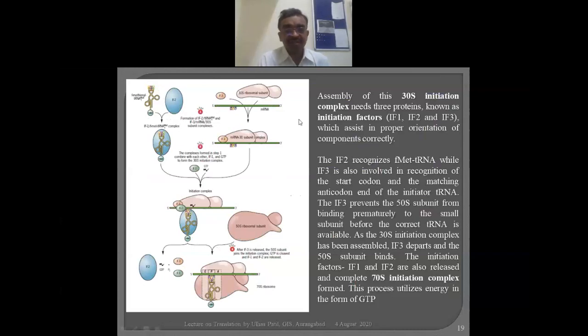As far as initiation is concerned, there is an assembly of a 30S initiation complex. I already gave the idea that the 30S is the smaller unit, and that forms it. For that initiation, several proteinaceous factors are required. These are referred to as IF1, IF2, IF3, the abbreviations of initiation factor 1, initiation factor 2, initiation factor 3. Why are these labeled like that? Because they are required in the initiation step of translation. Hence, these are referred to as IF1, IF2, IF3.